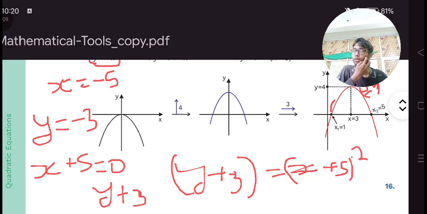Okay, (x + 5) raised to the power of 2. We will simplify this, then something will come, then we will put the value of y as 0 so that we can represent our quadratic equation. After simplifying this, we will get something. The value of roots, 2 roots we will get. Then we will be able to draw a curve according to this equation on the graph.